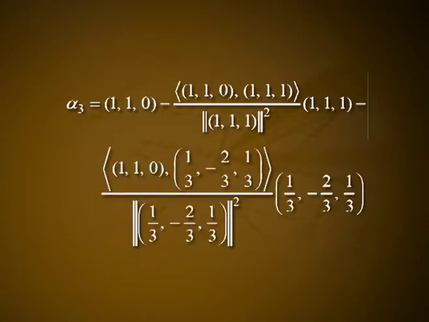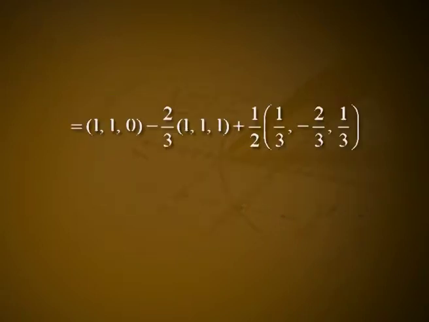Alpha 3 is equal to (1, 1, 0) minus inner product of (1, 1, 0) with (1, 1, 1) by norm of (1, 1, 1) squared into (1, 1, 1) minus inner product of (1, 1, 0) with (1/3, -2/3, 1/3) by norm of (1/3, -2/3, 1/3) squared into (1/3, -2/3, 1/3), which is equal to (1, 1, 0) minus 2/3 into (1, 1, 1) plus 1/2 into (1/3, -2/3, 1/3), which is equal to (1/2, 0, -1/2).